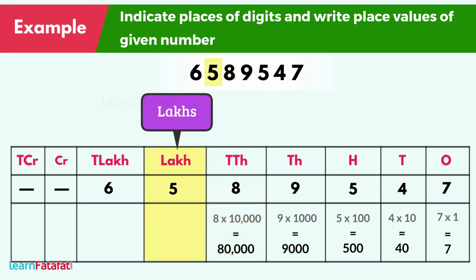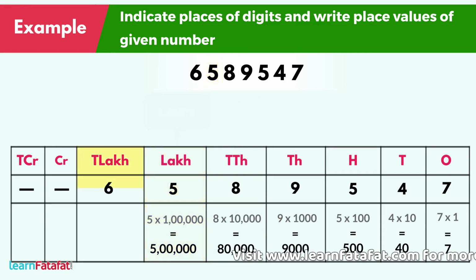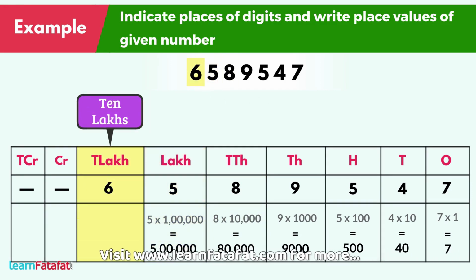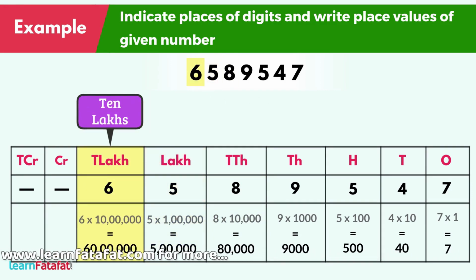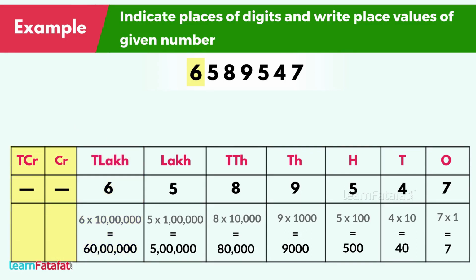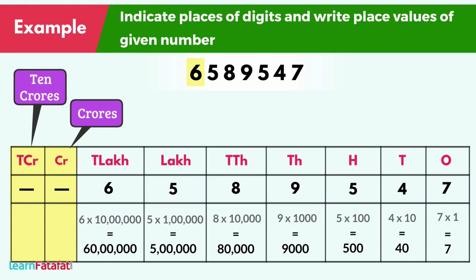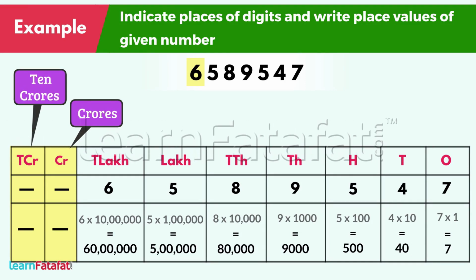5 is at lakhs place, so place value is 5 lakhs. 6 is at 10 lakhs place, so place value is 60 lakhs. Other places are crores place and 10 crores place. Since there are no digits, these are kept unfilled.